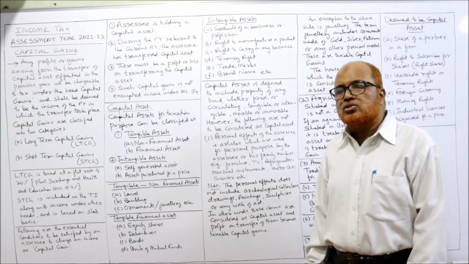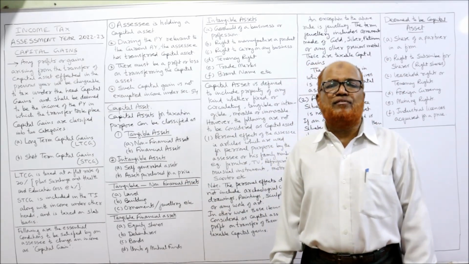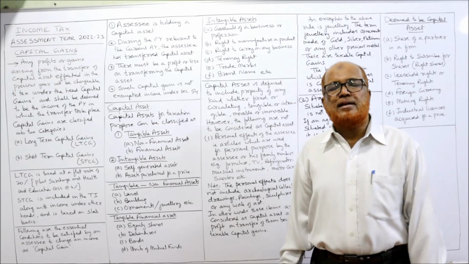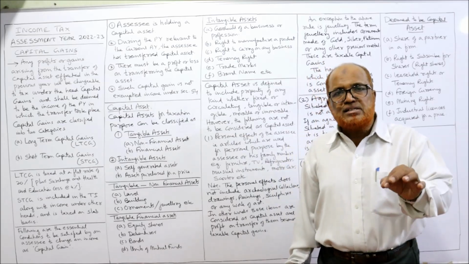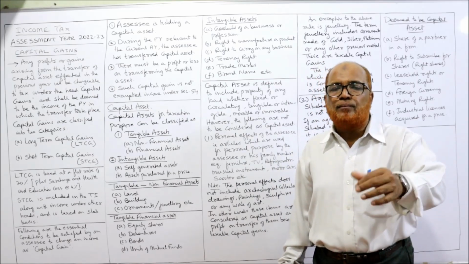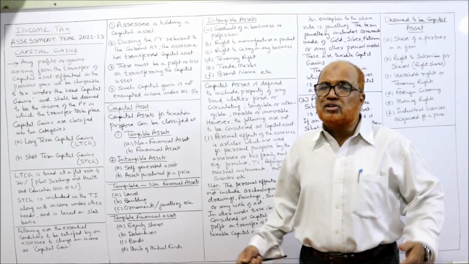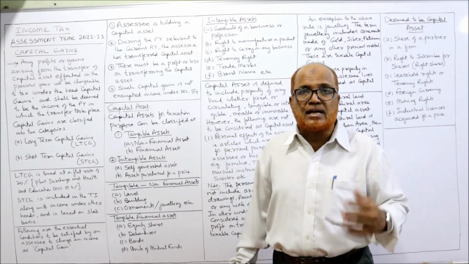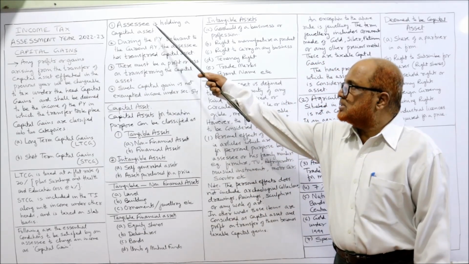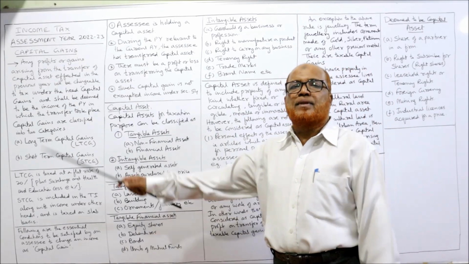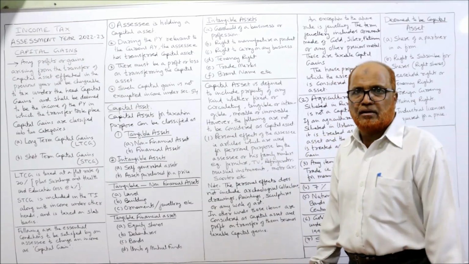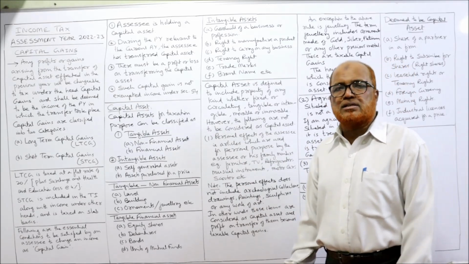Lastly, such capital gain is not exempted under section 54. In the coming videos, I'll explain to you what is there under section 54. So if it is exempted under section 54, then there is no tax. If it is not exempted under section 54, there will be tax. So these are the 4 conditions to be satisfied to make an income taxable under the head capital gain. Now what is a capital asset?